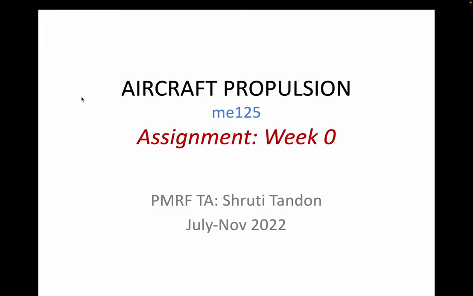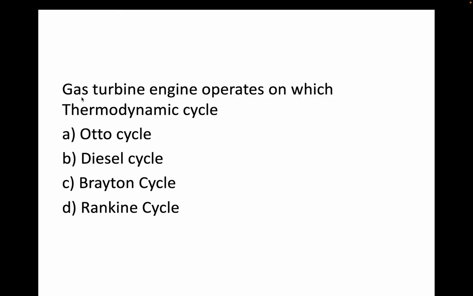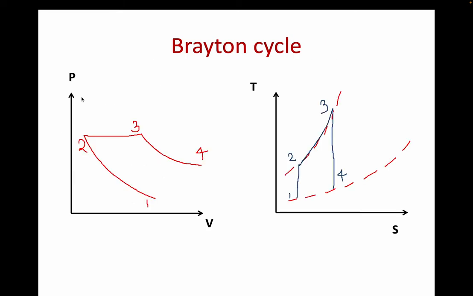We'll be discussing the week 0 assignment for the course ME125 aircraft propulsion. So the first question of the assignment is, a gas turbine engine operates on which of these thermodynamic cycles? So we know that the thermodynamic cycle that is used in a gas turbine engine or an aircraft engine is a Brayton cycle. So I'll discuss the Brayton cycle here.